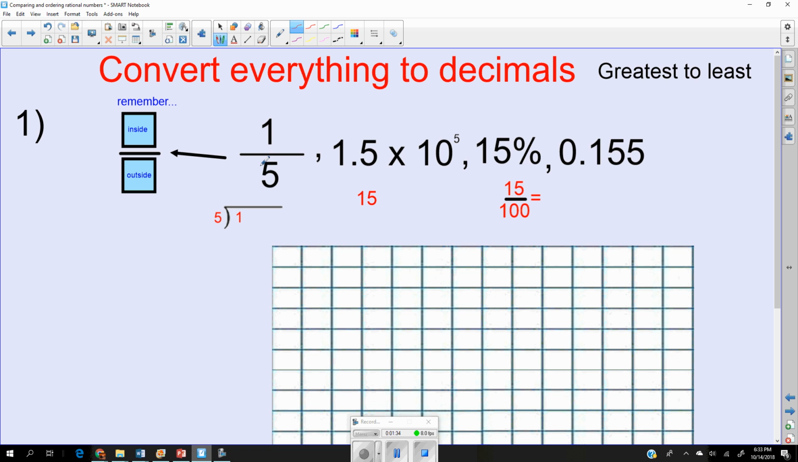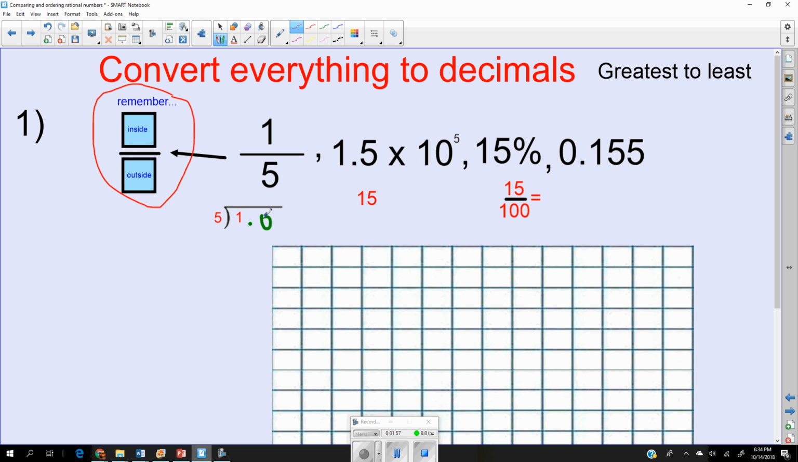Last week you learned how to divide. Remember the inside, outside. So we put the 1 on the inside, the 5 on the outside, but you look at it and think, wait a minute, 5 won't divide into 1. You can't get 5 pieces of candy out of 1 unless you break it up. So we add our decimal point and a 0.